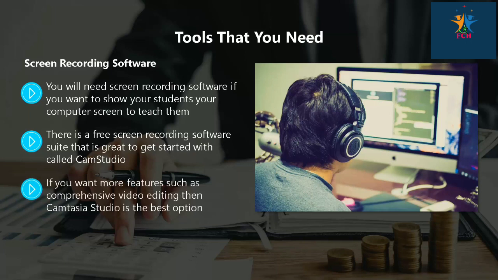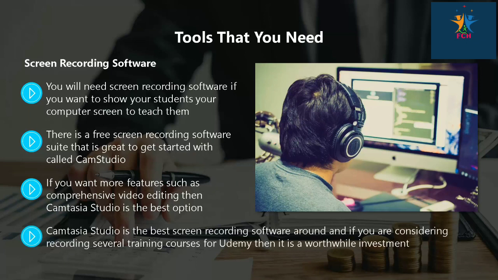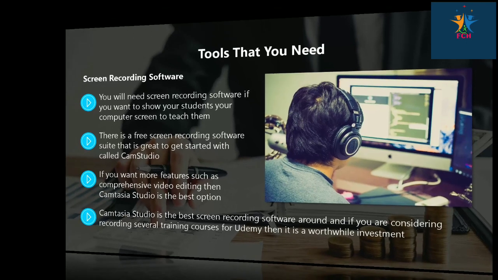If you want more features, such as comprehensive video editing, then Camtasia Studio is the best option. At the time of creating this training, it was available for $199. It will work on Windows and Mac computers, and there is usually a free trial where you can test it out. Camtasia Studio is the best screen recording software around, and if you are considering recording several training courses for Udemy, then it is a worthwhile investment. To get started, you don't need it.